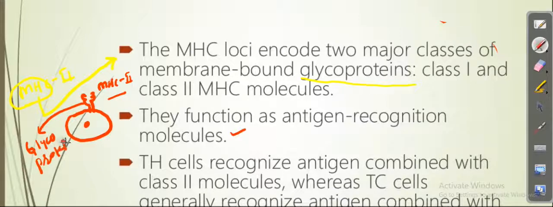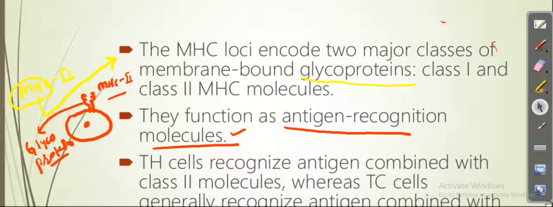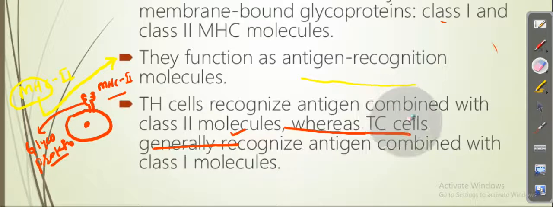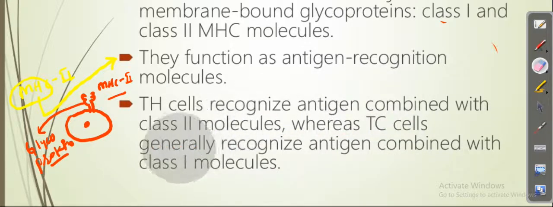And what is the function of this MHC? So the function of this MHC is basically to recognize the antigen. So these are called antigen recognition molecules. Okay. So these cells recognize antigen combined with the class 2 molecules.